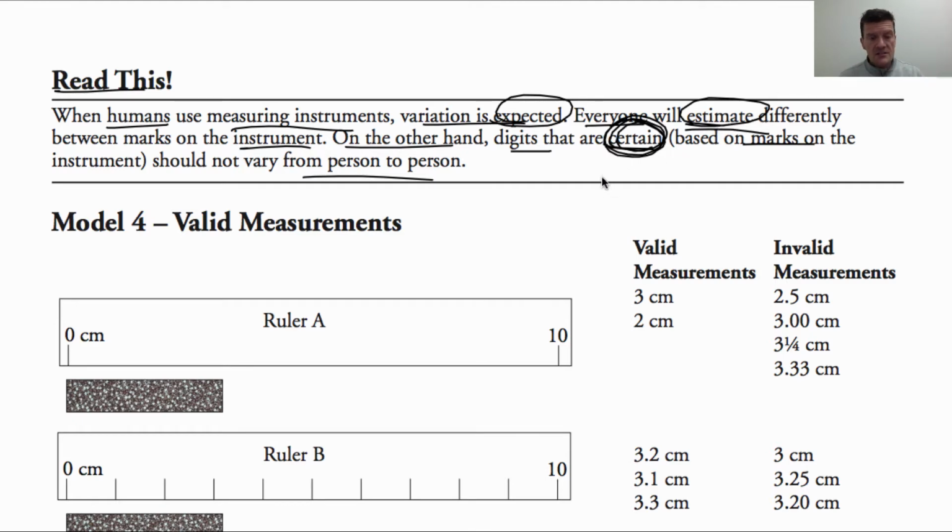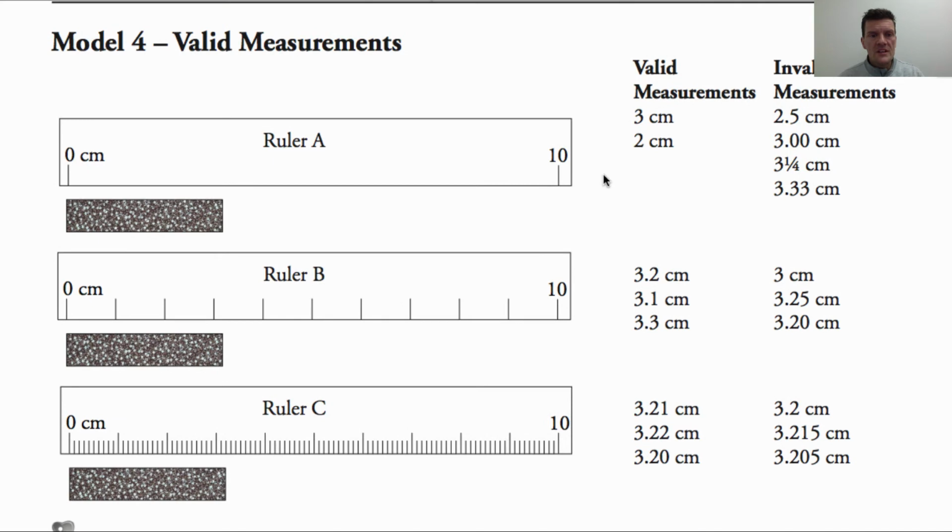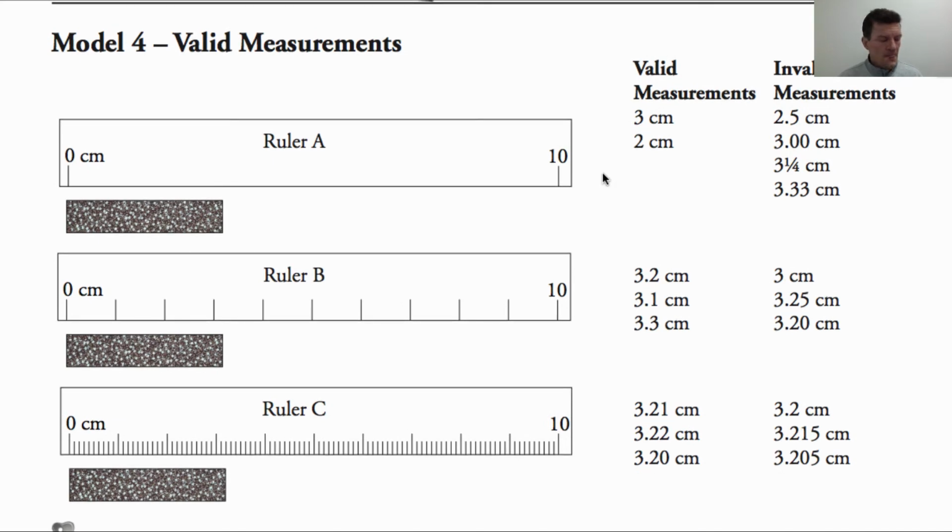Okay? So let's look back at ruler A, ruler B, and ruler C and compare them all. You now know that ruler A, B, and C are all able to measure this metal strip, but with different precision, because they have different numbers of marks on them, different markings that allow you to be either more precise or less precise.